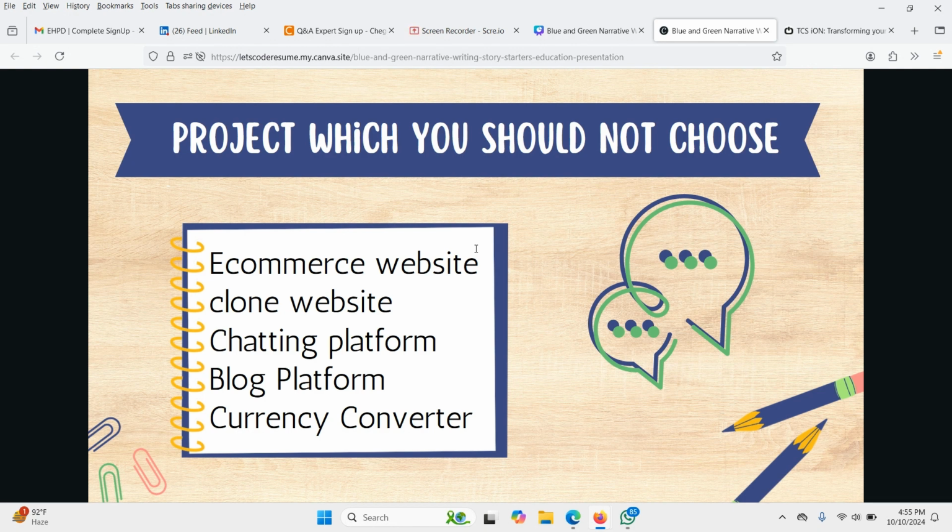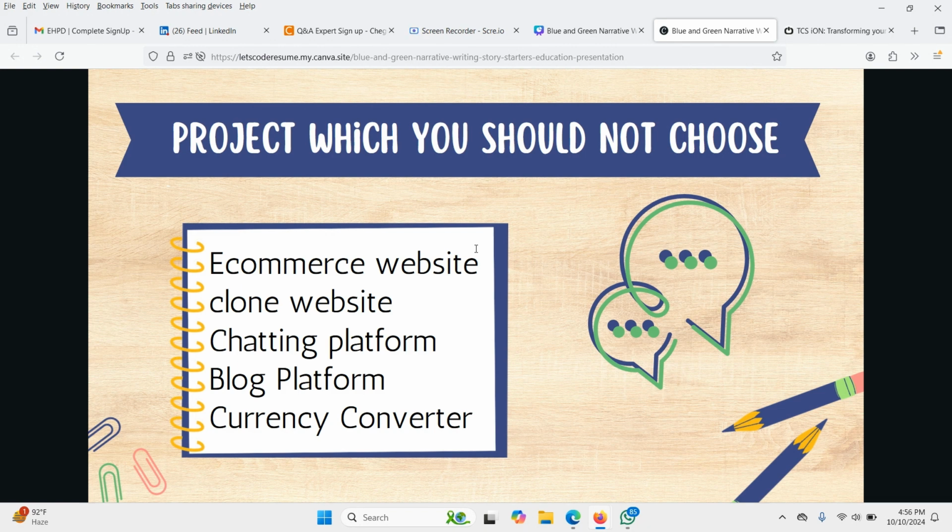E-commerce website you can add, but it is not a differentiator in the current market, because the current market goes on with other technology that you should include in your projects. So I don't suggest adding an e-commerce project. I don't suggest cloning a website. I don't suggest a chatting app, and also not a blog platform. These are the most basic apps, and I also don't suggest a currency converter.